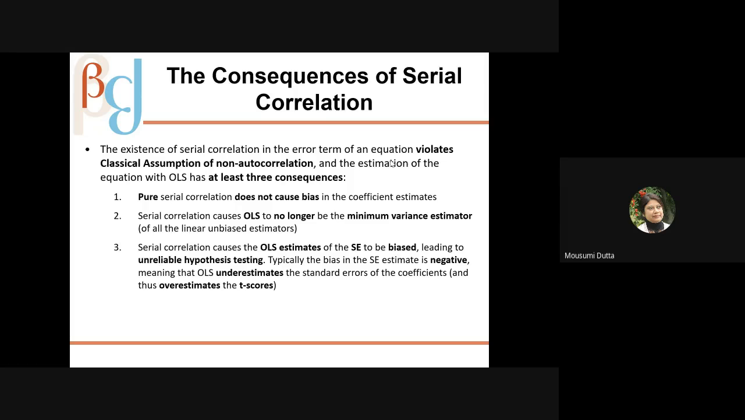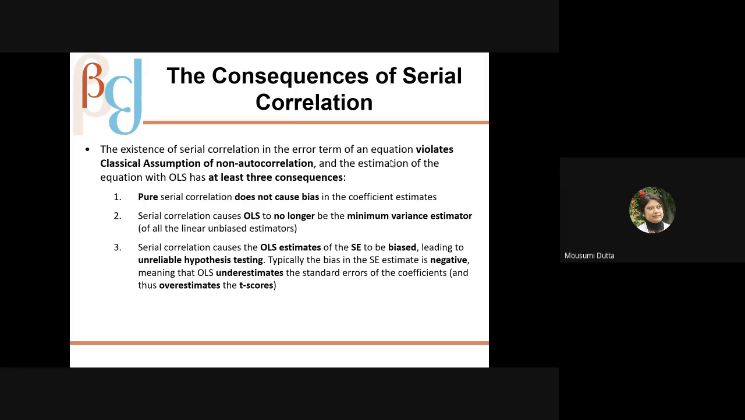So the unbiasedness property of the estimator will be retained, the minimum variance property will be disturbed, and as the minimum variance property is disturbed, standard errors are no more the true standard errors. These are the standard errors related to BLUE, best linear unbiased estimator. Hence, the t statistics are becoming unreliable. So we have to prove all these things. We have to prove the first 2 points. The estimator is unbiased, however, the minimum variance property is not retained.